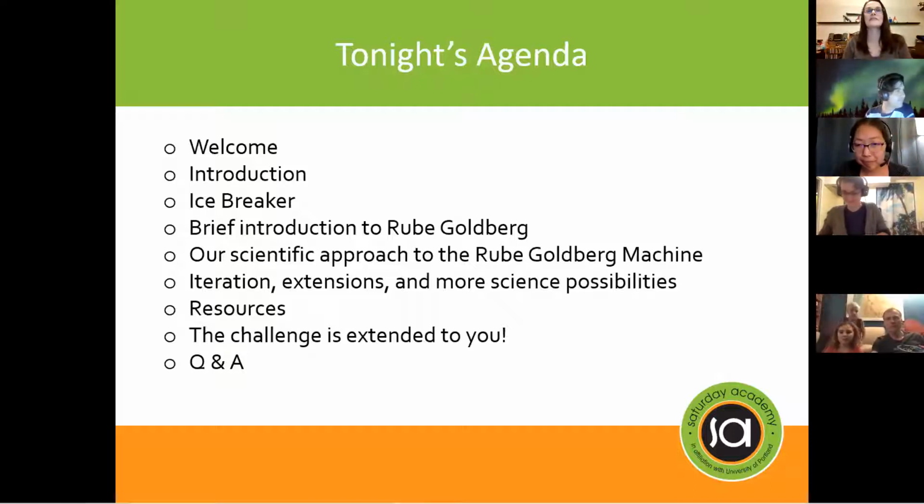All right, so just to give you a little overview of tonight's agenda, we've had our welcome. We'll do a little introduction here. I have an icebreaker for all of you to participate in if you'd like. I also have a brief introduction about Rube Goldberg himself. And then we'll start to get into the science of it all. And we'll talk about the process that Kenzie and I used to design our Rube Goldberg machine. We will show you how it works.